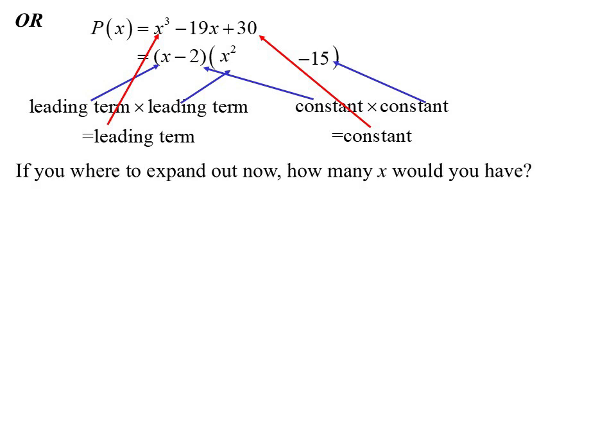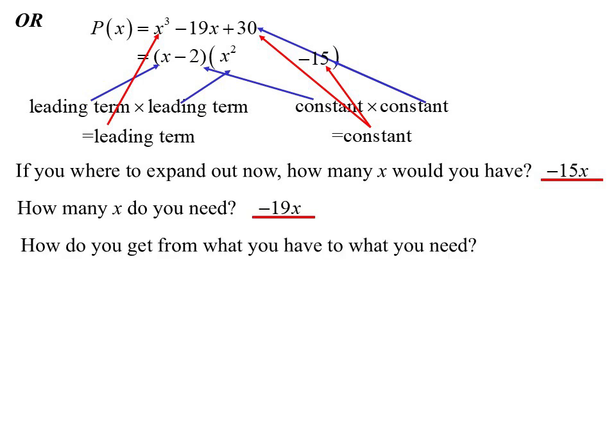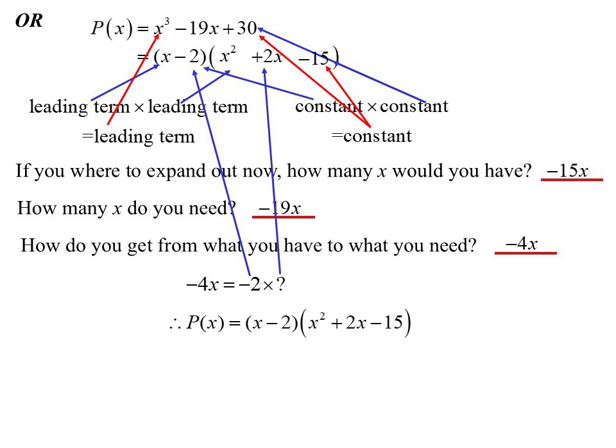Now, how many x's do we have? Well, if I was to expand it out now, how many x's would I get? I'd have minus 15x. But I want minus 19x. If I want 19, how many do I still need? I need another minus 4x. Well, therefore, minus 2 must be times something to get this minus 4x. The middle term's got to be 2x. And so we get that same other factor, and we can factorise it down. Now you might think, oh, but surely the polynomial division was quicker anyway. Well, it's up to you how you do it. I mean, you could still do the polynomial division if you want to.